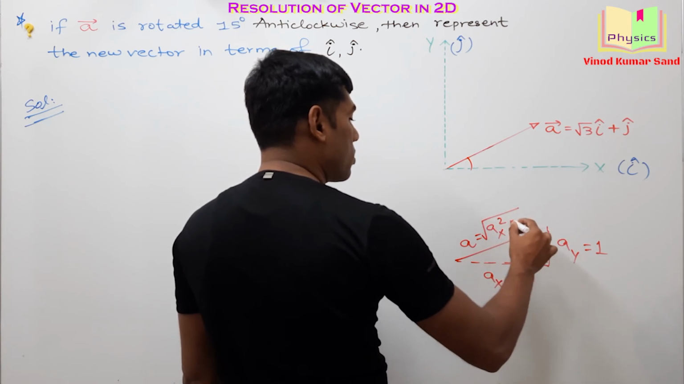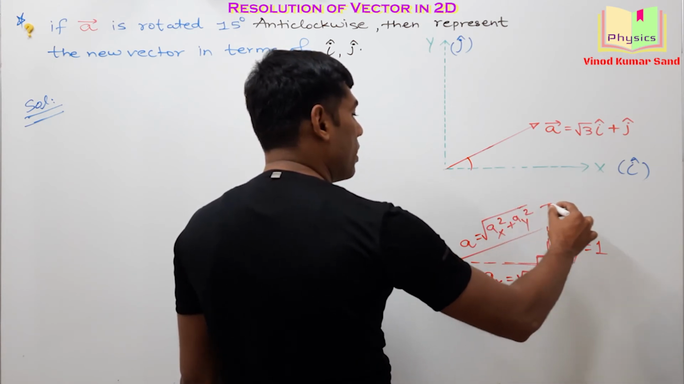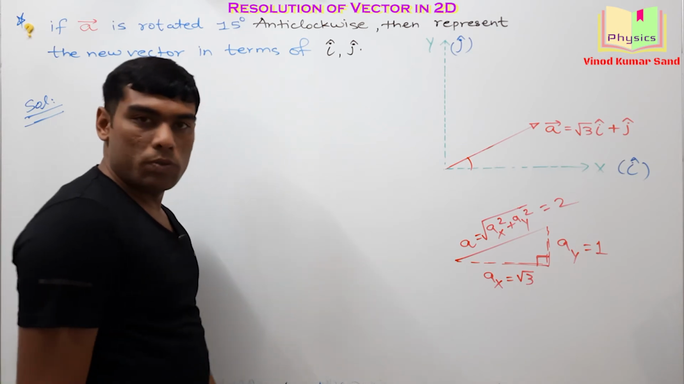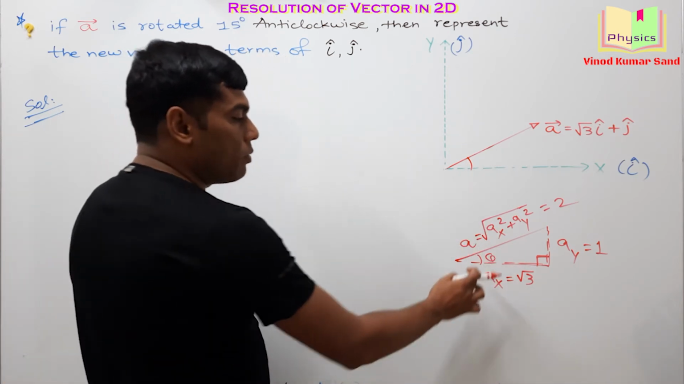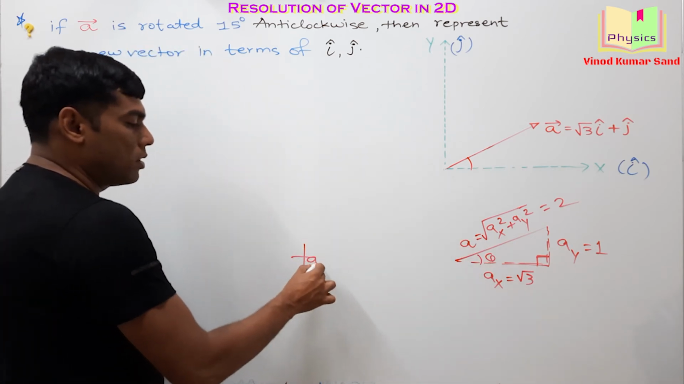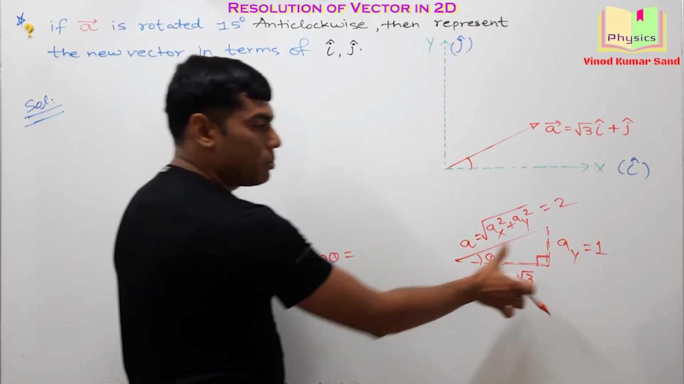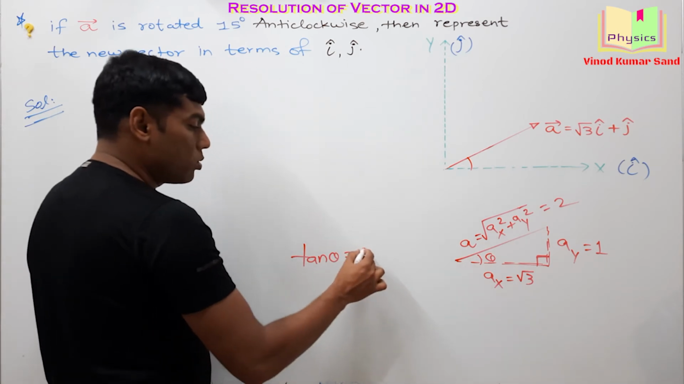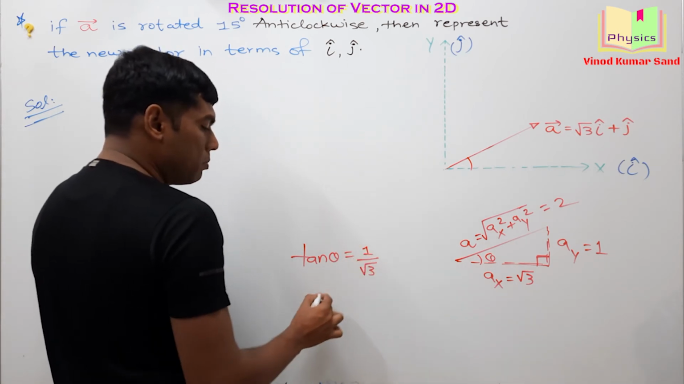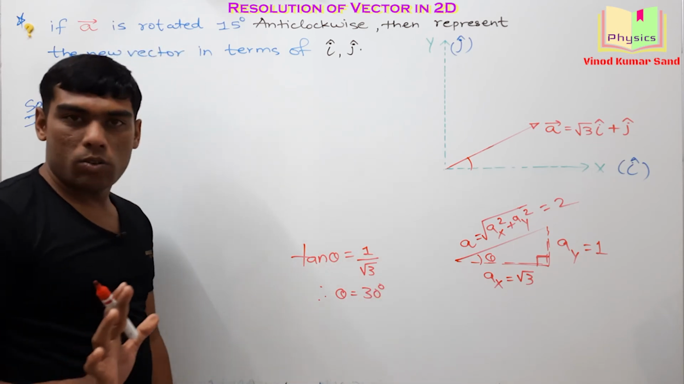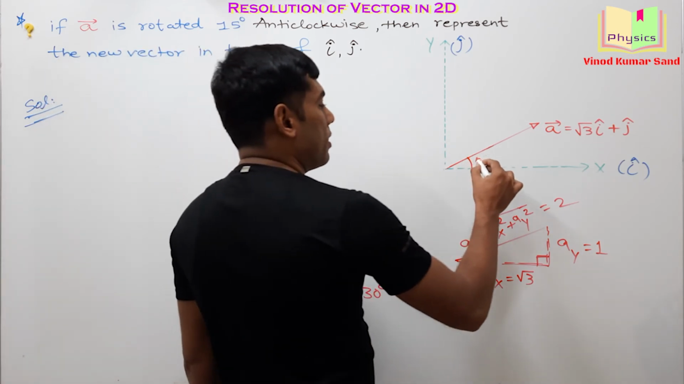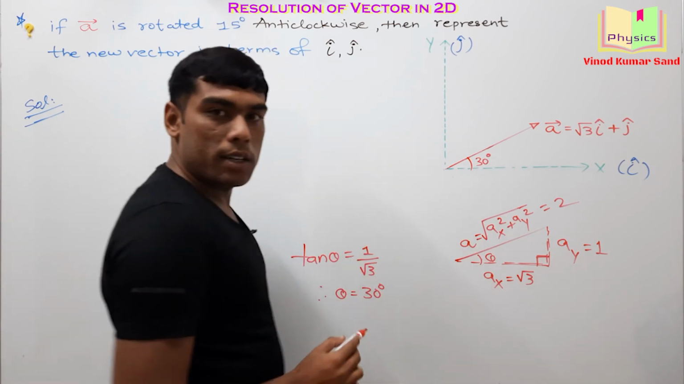root of ax square plus ay square. The answer will come out to be 2. If we assume this angle to be theta, then we can obtain tan theta from this right angle triangle. Tan theta will be equal to 1 by root 3. It means the theta is equal to 30 degree. Is it okay for you? I am writing this angle theta is equal to 30 degree.